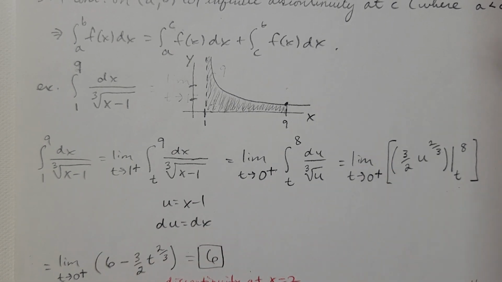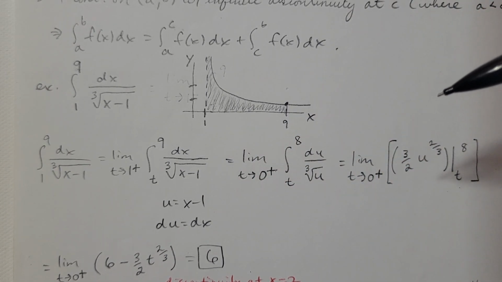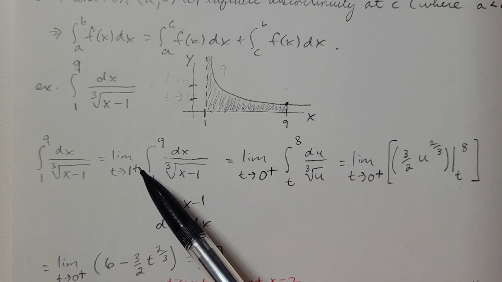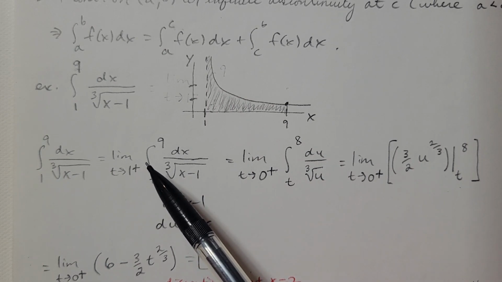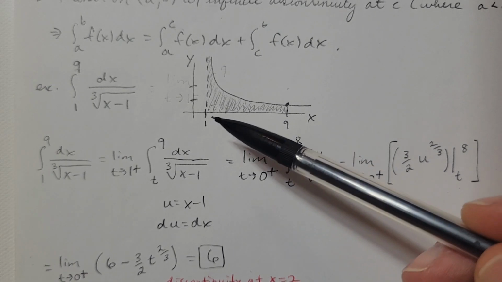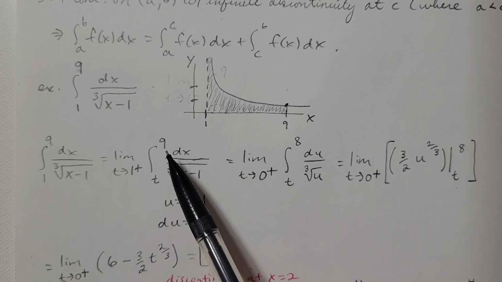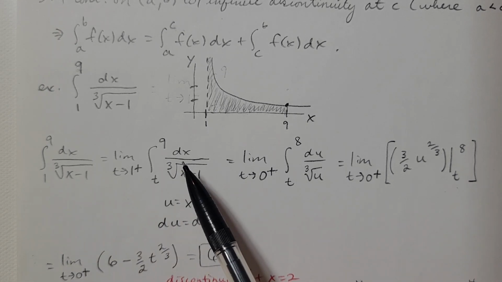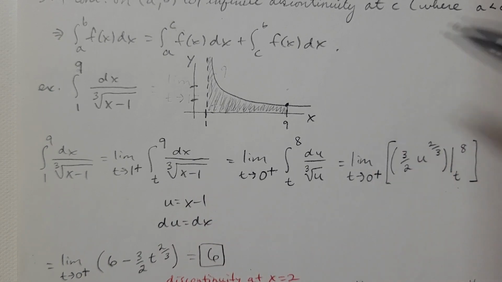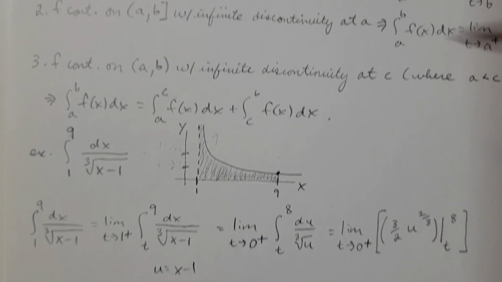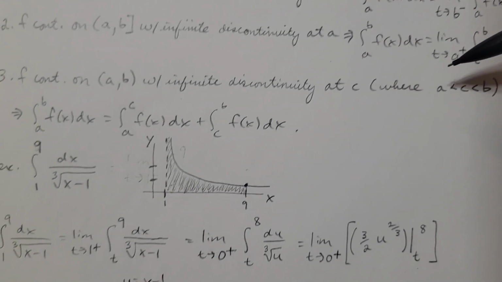So the integral is going to be thought of as a limit definition. Whenever you have these improper integrals, you'll always compute the integral as a limit. That will always happen, no matter what type you've got. So I have the limit as t approaches 1 from the right of the integral going from t to 9 of 1 divided by the cube root of x minus 1 dx. I use condition 2 of the definition on that.